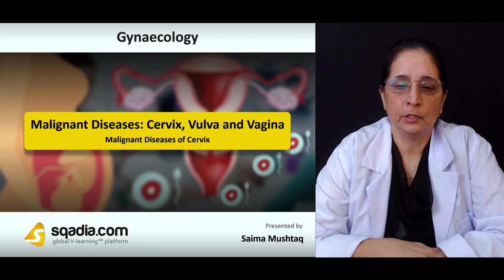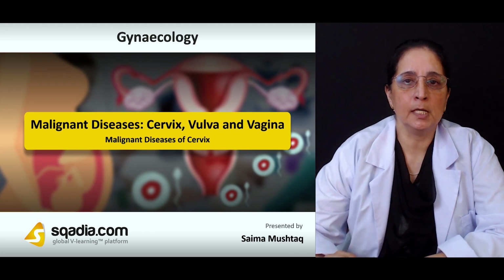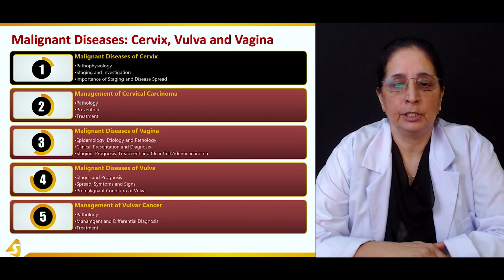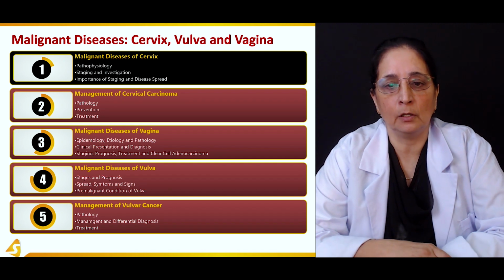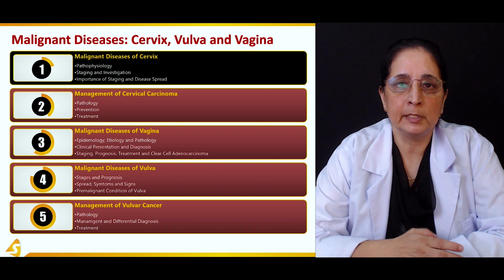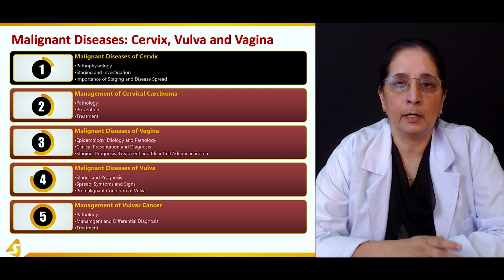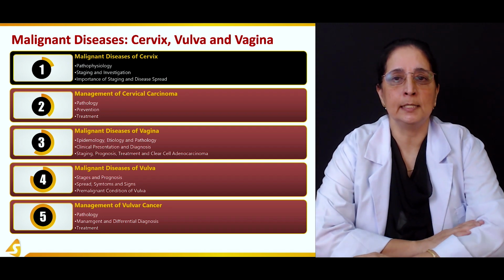In the first section of our lecture, we will talk about the malignant disease of the cervix. We divided this section into three parts. First, we will talk about the pathophysiology of cervical cancer. Then we will talk about the staging and investigation. And in the third part, we will talk about the importance of staging and disease spread.